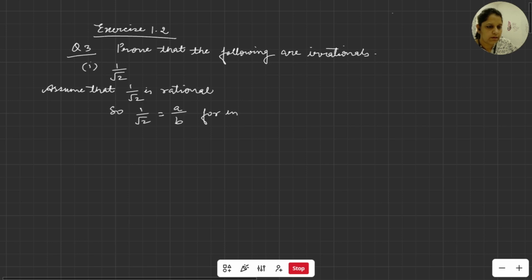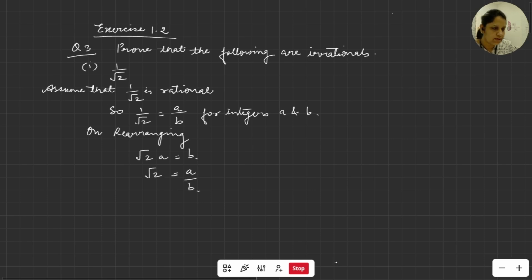for integers A and B, which will be equal to, अब इसको rearrange जब हम करते हैं, so on rearranging what are we going to get? Root 2 A is equal to B. So root 2 is equal to B by A. So since B by A is rational, root 2 should also be rational.